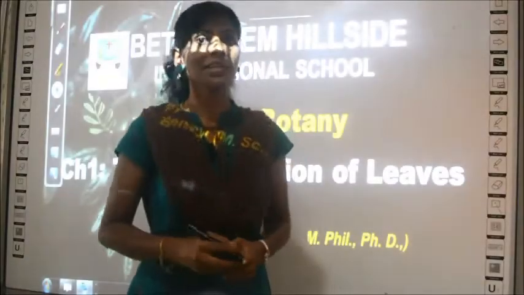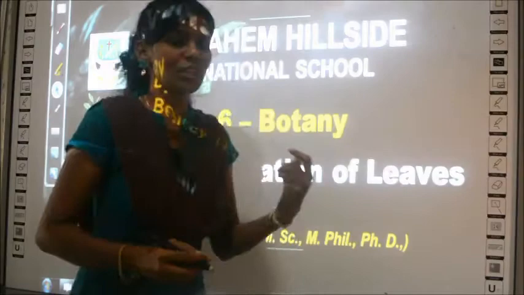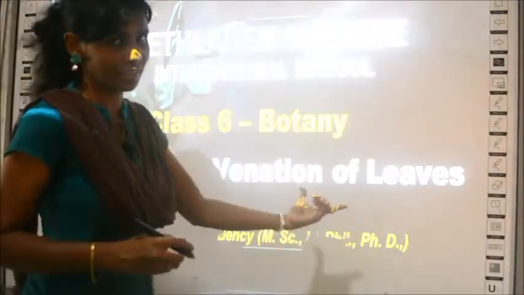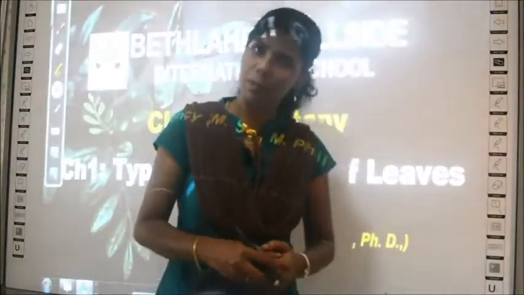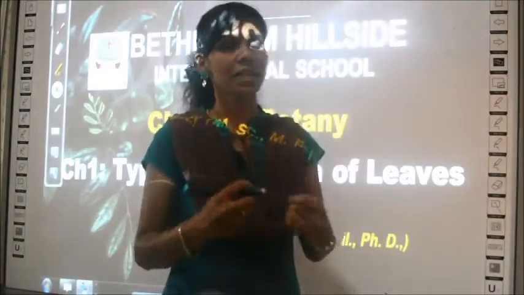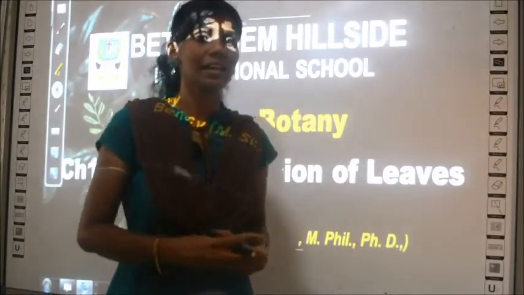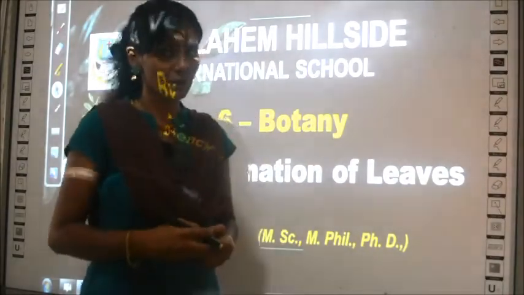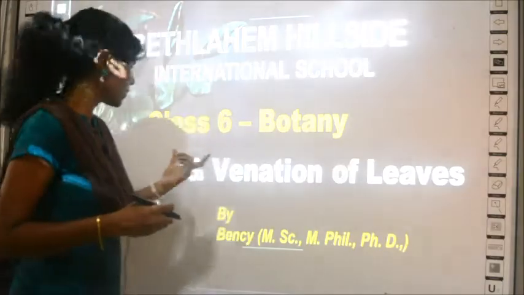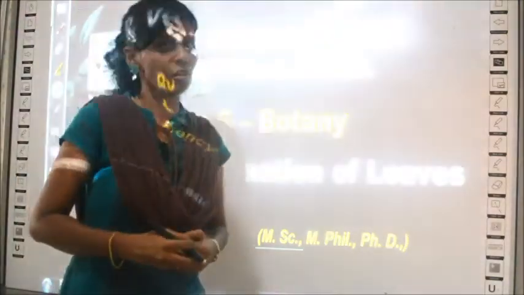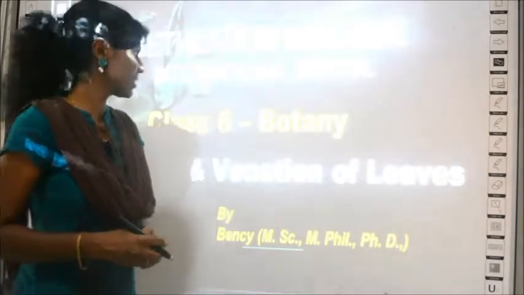In today's class, we will be learning about chapter 1, types and venation of leaves. We have started chapter 1 in our previous class, right? So we have studied about the structure of the leaves already in the previous class. In this class, we are going to study about the types of leaves, the arrangement of leaves and the venation of leaves. So let's get started.